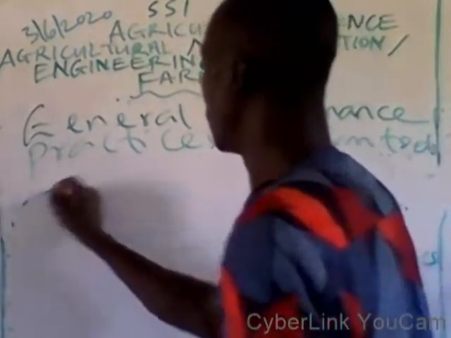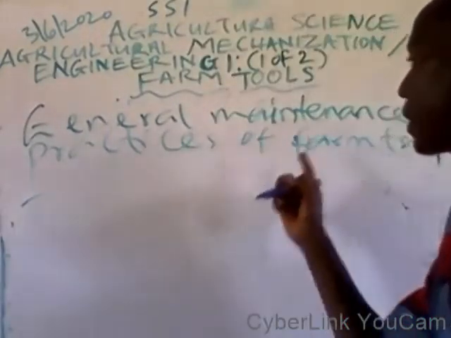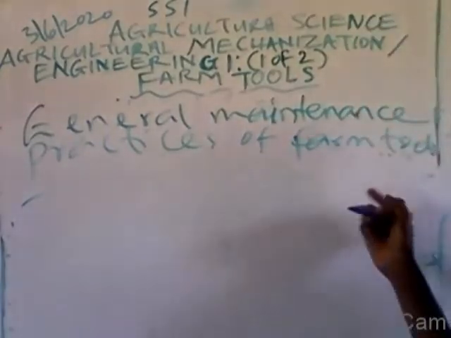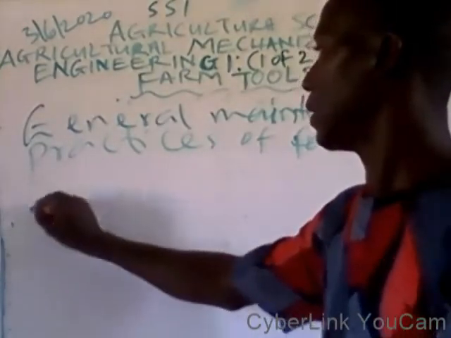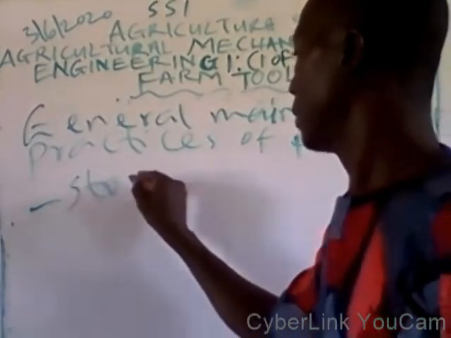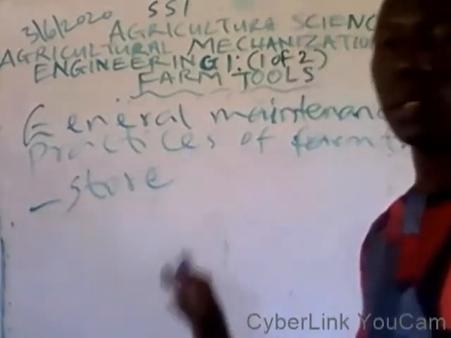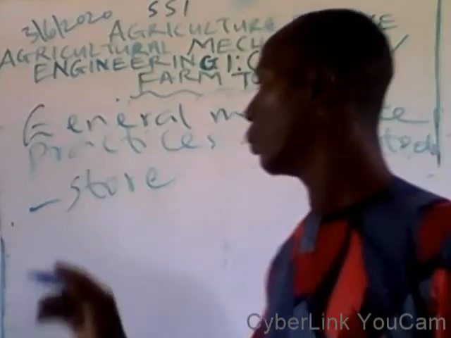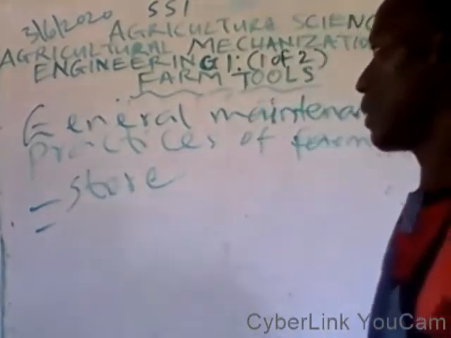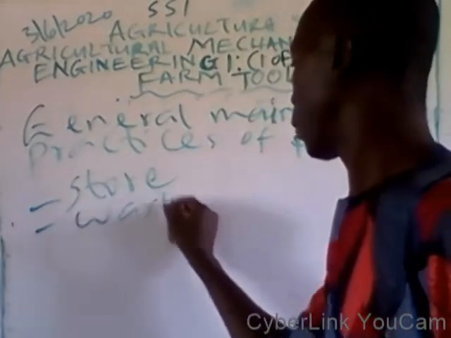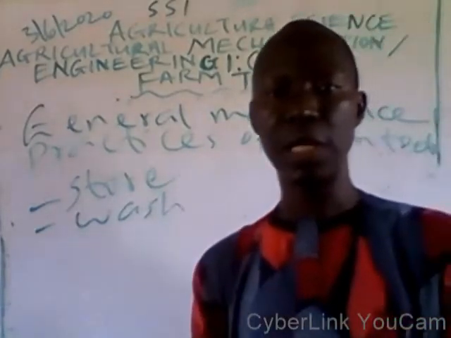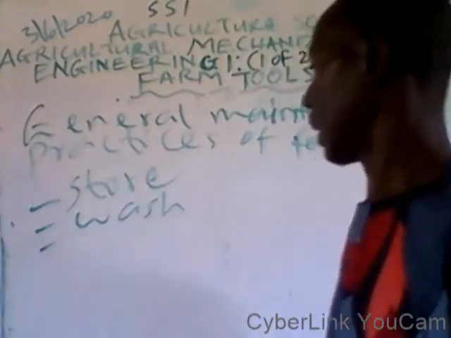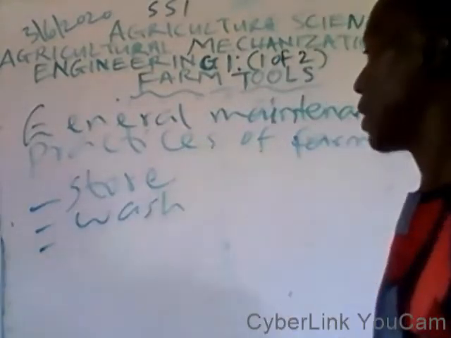So, general maintenance practices of farm tools. The first thing here is storing in a dry and cool place. Storing them in a dry and cool place. Another point is washing. Wash or clean after use. Let's look at another maintenance practice.